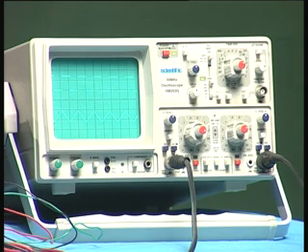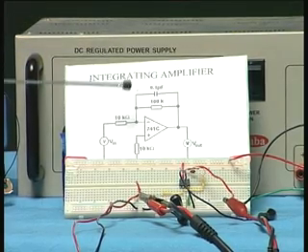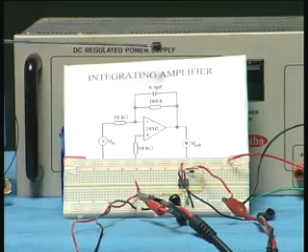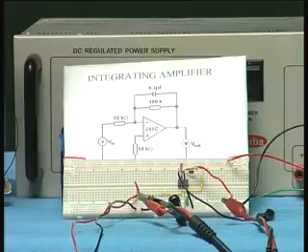The reactance becomes very, very small, and therefore the output voltage becomes too small, and therefore you will not be able to operate the circuit at very high frequencies. But basically right now this circuit is used for performing integration, and therefore you are able to see that when I give a square pulse, I get a triangular wave.